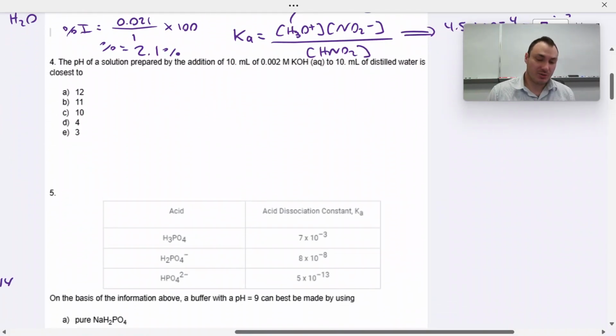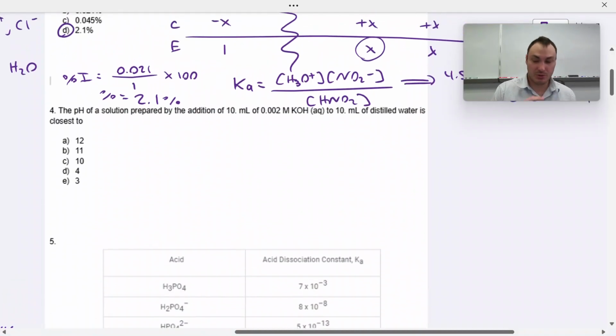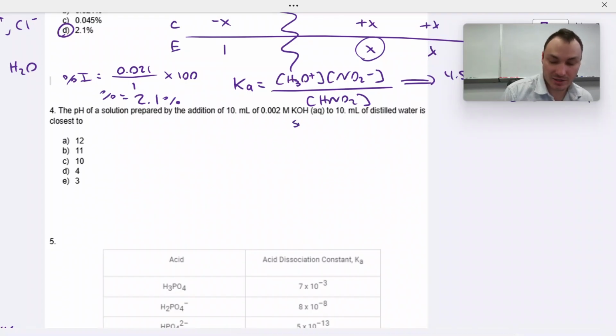The pH of a solution prepared by the addition of 10 milliliters of 0.002 molar potassium hydroxide to 10 milliliters of distilled water is closest to. Potassium hydroxide is a strong base. What that means is we can get the pOH by taking the negative log of the concentration of the KOH.